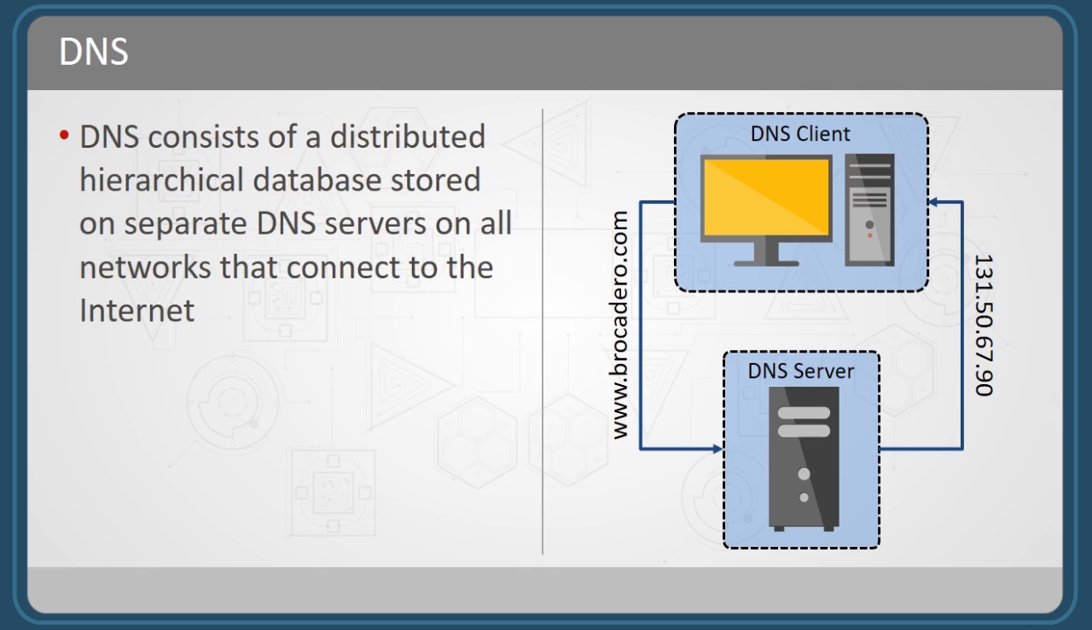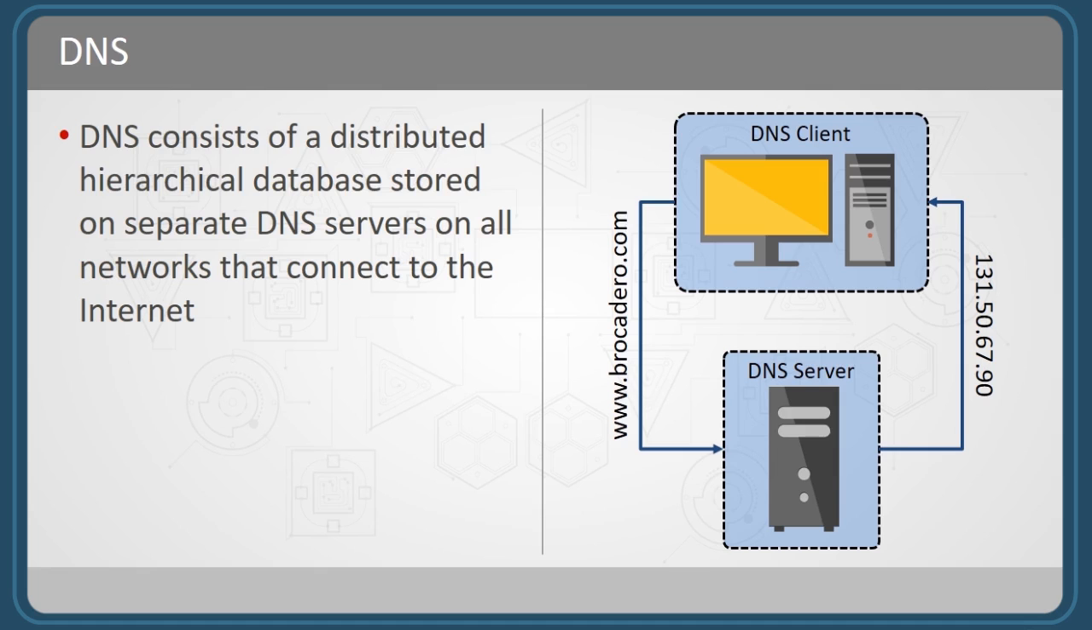Now, DNS consists of a distributed hierarchical database stored on separate DNS servers on all networks that connect to the internet. Now, in an upcoming presentation, we'll talk about two different types of DNS, internal versus external. So for the time being, we are referring to the internet, which is external. But the idea of it being distributed means that it is not all on one server. And that would just be entirely impractical if there was a single server that had to handle all of those name resolution records for the entire internet. It would just never work.